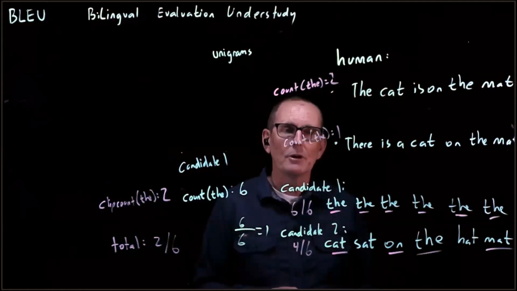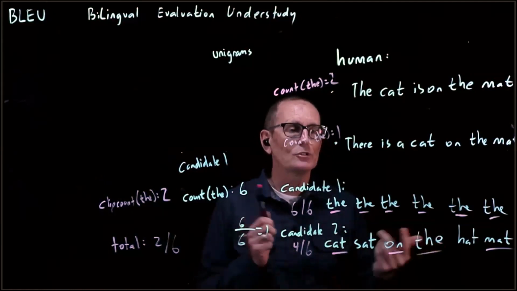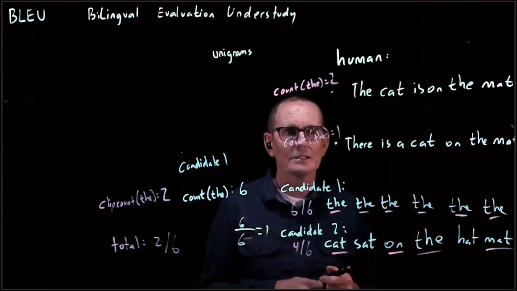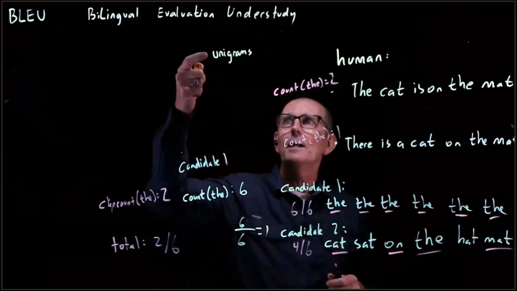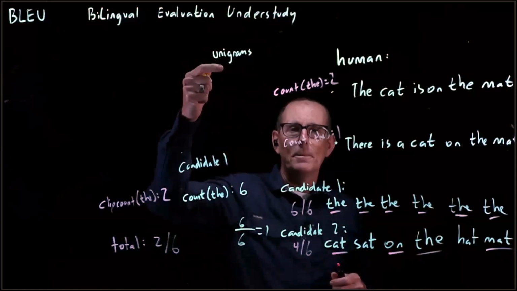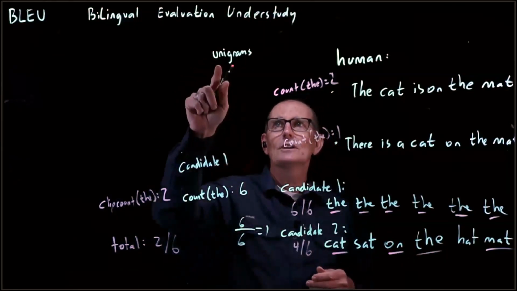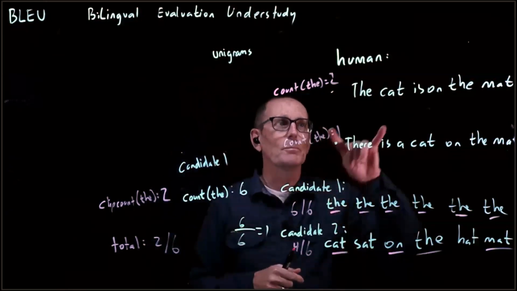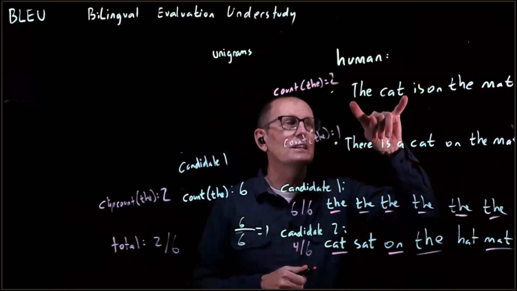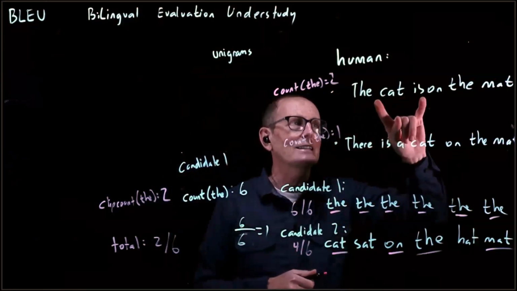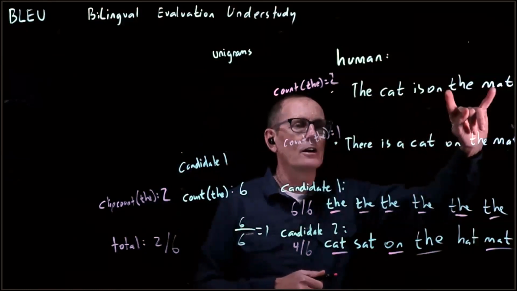And you're right, Tom, this doesn't keep track at all of the order of things. We are going to deal with that as we start getting into multiple words. So instead of unigrams, which is a single word, we're going to look at bigrams. So the bigrams in here are: the cat, cat is, is on, on the, and the mat.